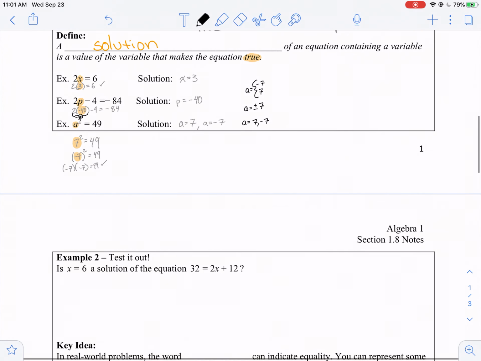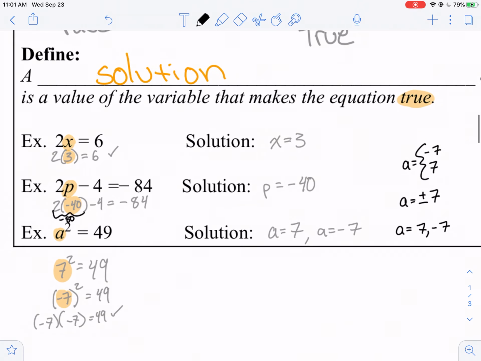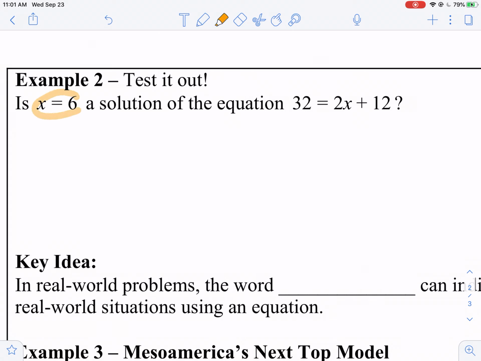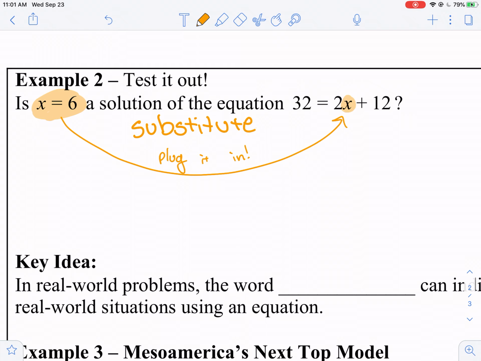Now we want to figure out, so here we had to find the solution. Sometimes I'll ask, hey, is this a solution to the equation? Does this work? And let's find out. We want to see, is x equals 6 a solution to this equation? So what we do is we take x equals 6 and we plug it in here. The technical math term for this is substitute. So let's substitute 6 in for x and see what we get.